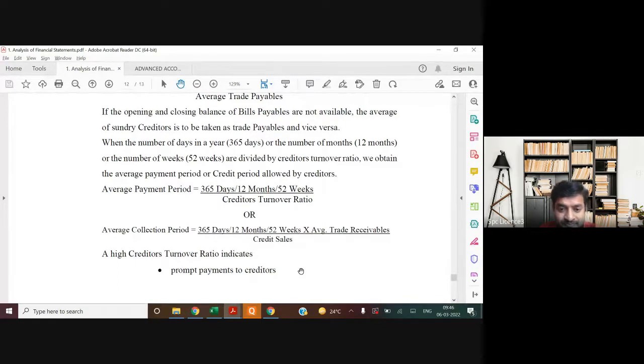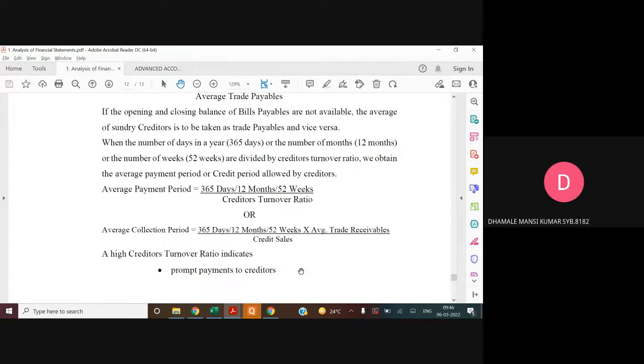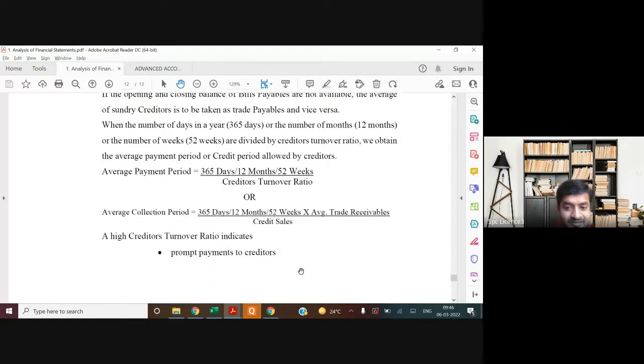Understood? Yes, sir. And sir, if you think that a point should be added there, then we will discuss that point, and only after that we will include that point in the notes. Okay? Simple, isn't it?